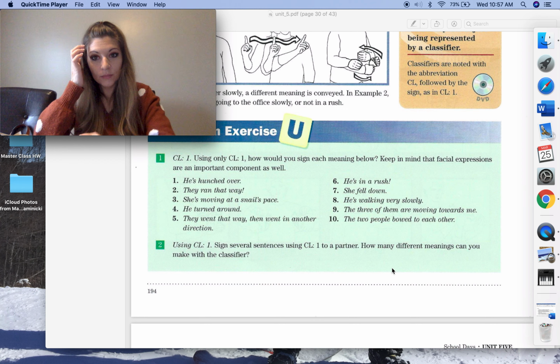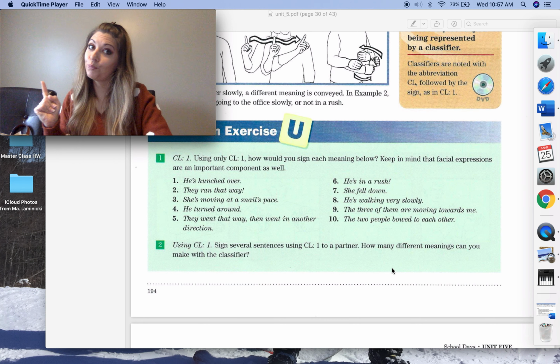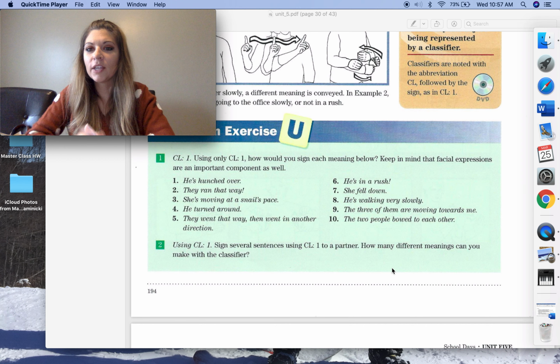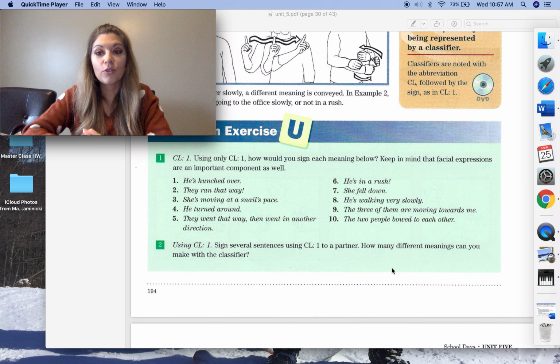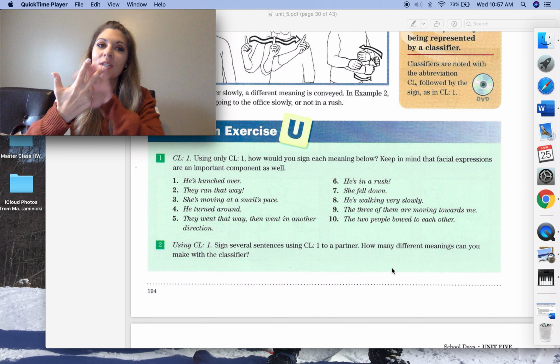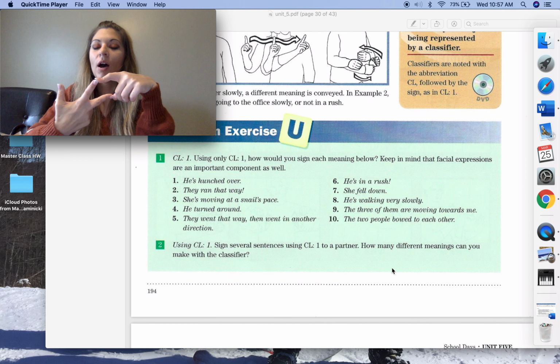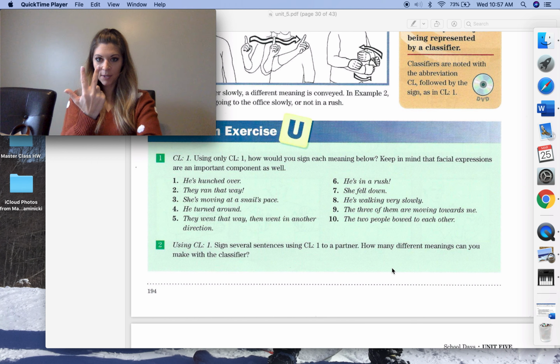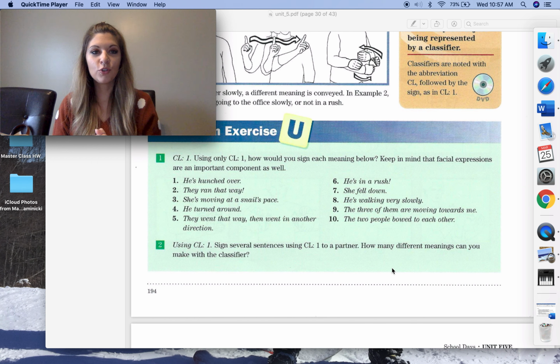And then turn around. He's in a rush, so he quickly, she fell down. Walking slowly again. The three of them are moving towards me. So again, sometimes this is a three-hand shape, but sometimes we might use this to represent three individual people. So they were walking towards me. And then two people bowed to each other.